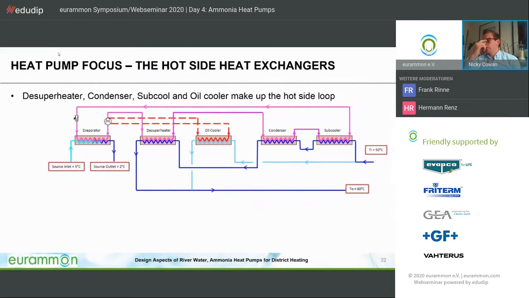For the hot side of the heat pump, as you've seen, we've got the heat exchangers on the right hand side. So if we think of district heating, which was what we're trying to do, we might have 50 degree water coming back. We'll put it through the subcooler, the condenser, and the desuperheater, and we'll put it through the oil cooler separately.